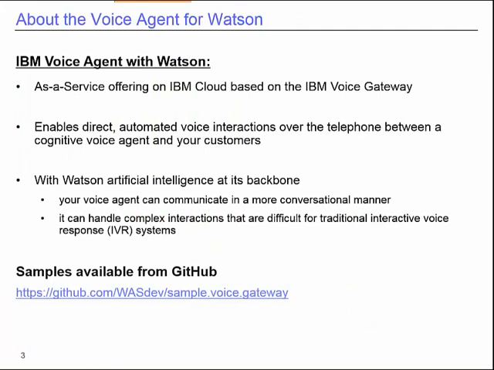The IBM Voice Agent for Watson is an as-a-service offering on the IBM Cloud based on the IBM Voice Gateway solution. So it's going to enable your customers to have voice interactions over the telephone between a Watson cognitive agent and your customer, in this case, ordering a pizza. So with this, we'll be able to have a voice agent communicate in a conversational manner with your customers. And while the pizza ordering demo is quite simple, this solution can handle complex interactions that are traditionally difficult for an IVR system to do today.